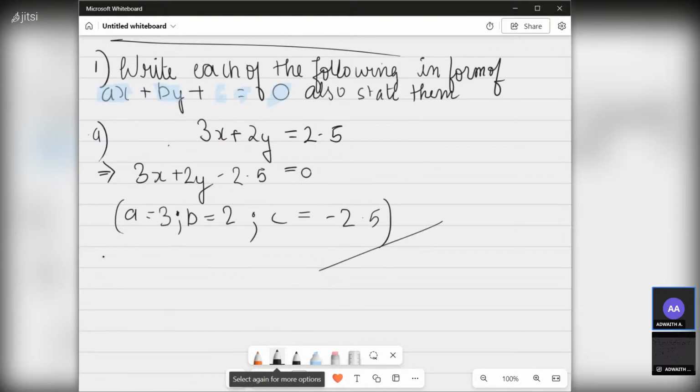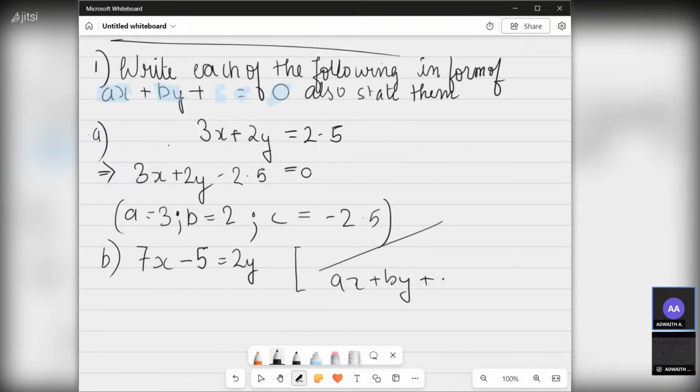Okay, now b. There are 5 questions from the same topic, but more is there. I will give that. 7x minus 5 is equal to 2y. Here we need the form ax plus by plus c. But is it in the form? So what we will write is, we will bring everything to the other side, transposing, right?